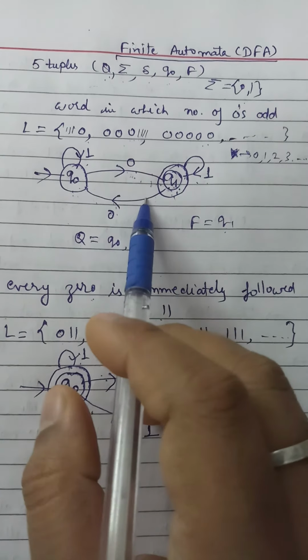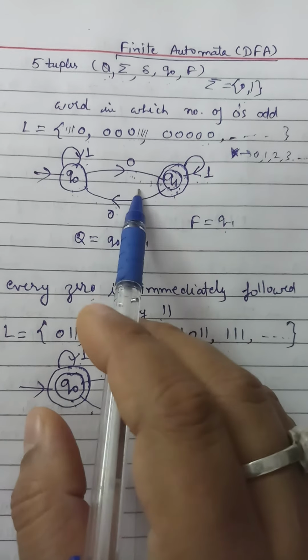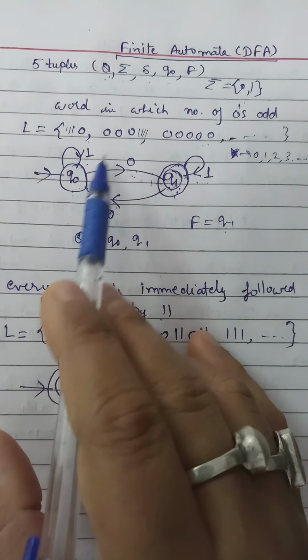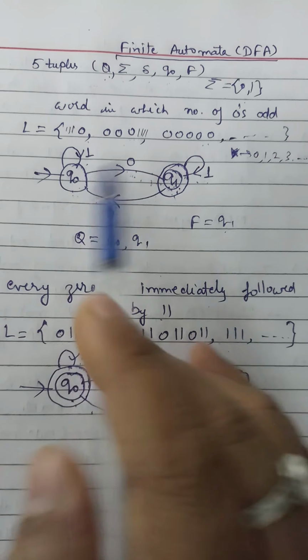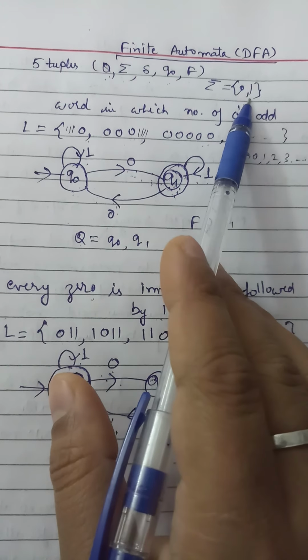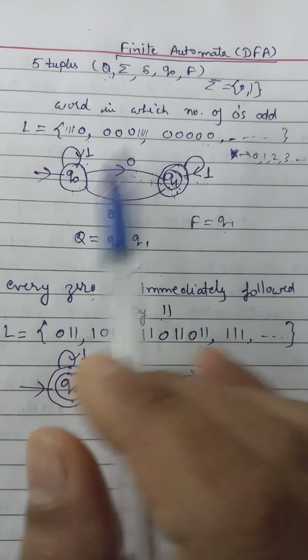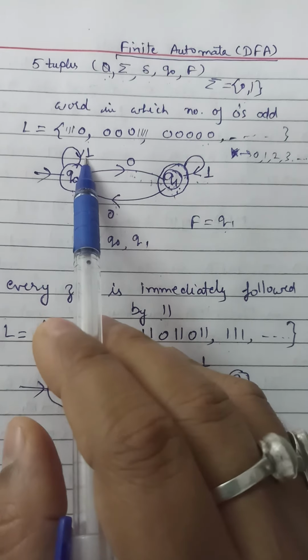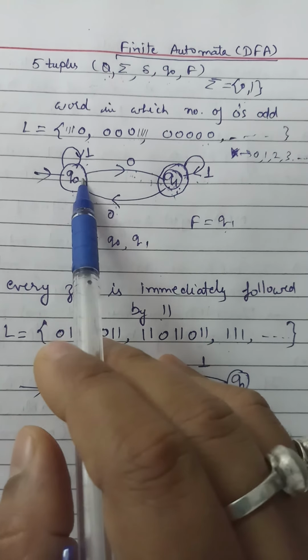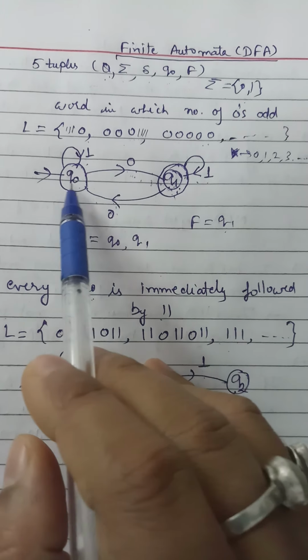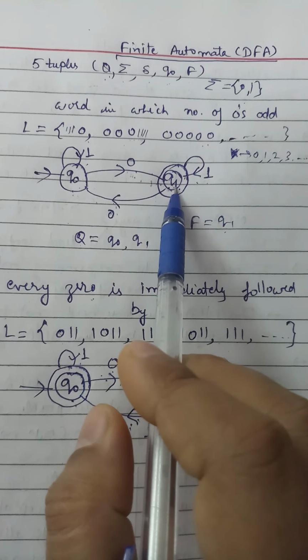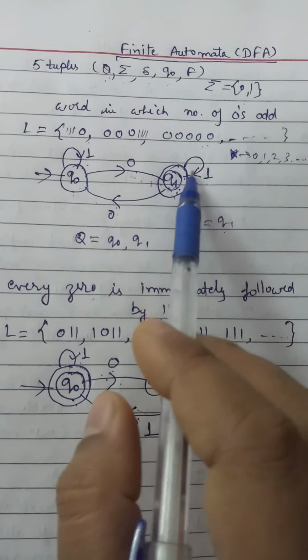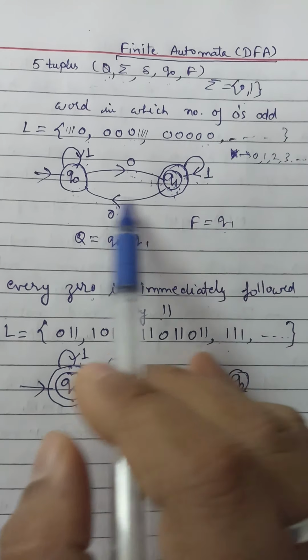One important thing I need to clarify here is that in a DFA, from every state there is exactly one transition for each symbol. So here we can say there is 1 transition for 1 and 1 transition for 0 from state Q0, and from state Q1 there is 1 transition for 1 and 1 transition for 0.